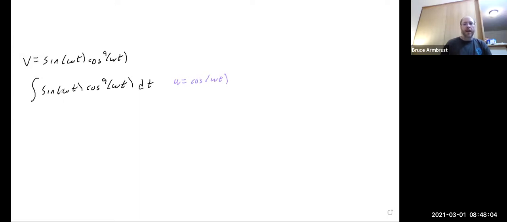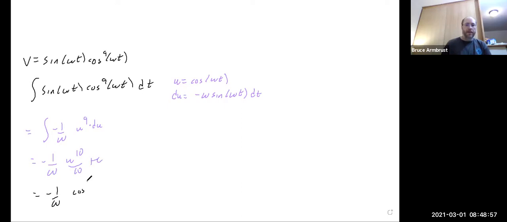If we had gone with u equals sine omega t, we could have used one of the cosines as the du, but then we would have had to change all that cosine to the 8th, get that in terms of sine, and that's going to be way too much. So du then is going to be minus omega sine of omega t from the chain rule. And when we change this, we're going to get minus 1 over omega times u to the 9th du. So that'll be minus 1 over omega u to the 10 over 10 plus c.